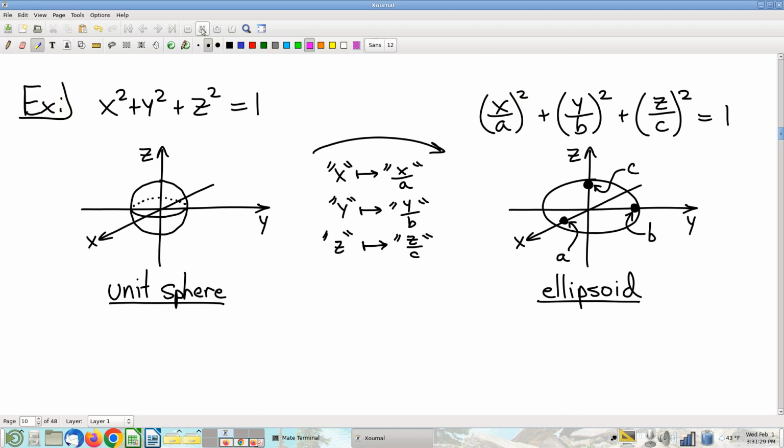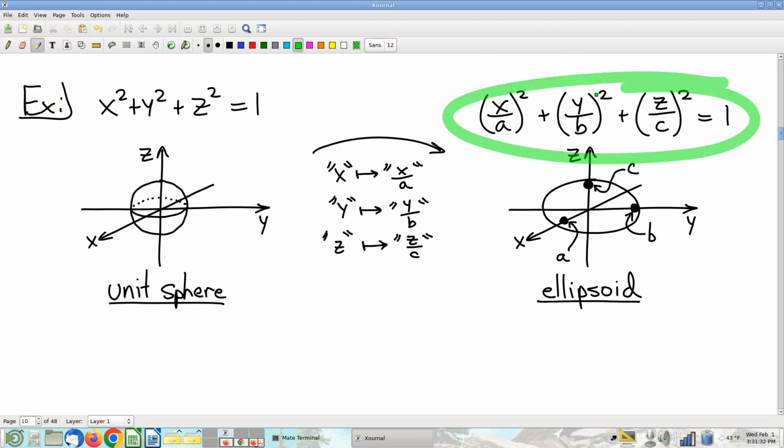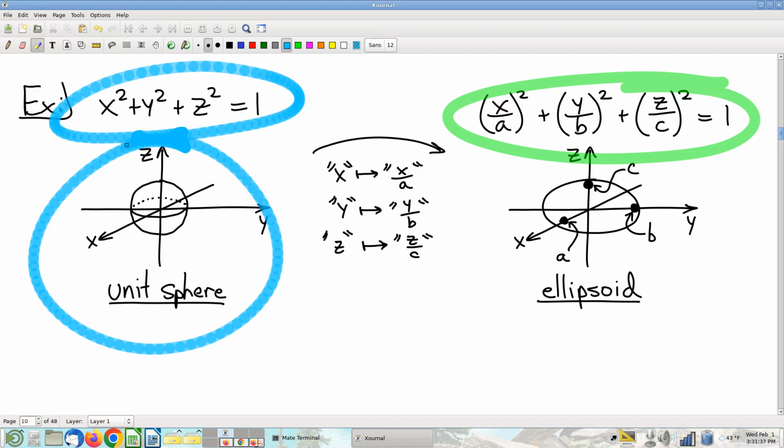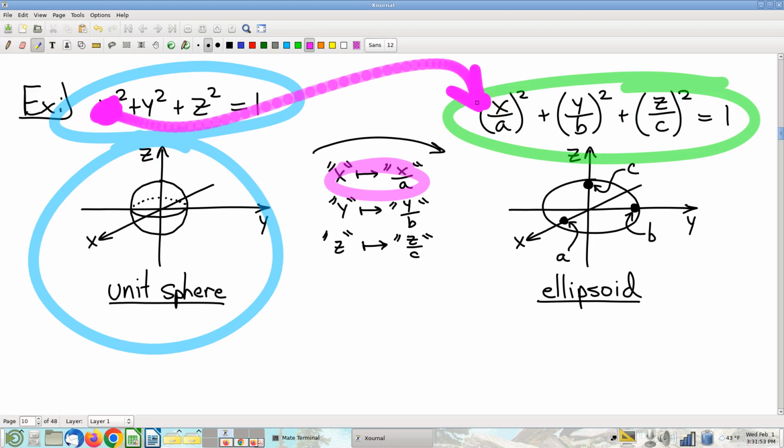If you want to know what does this equation look like, then I'm going to say, okay, well that looks a lot like this equation which describes this surface that I already understand, and I know exactly what happened. What do I have to do to the variables in this equation to turn this equation into that equation? Well, in particular, everywhere I see an x, I need to replace that with x over a, right? And likewise, everywhere I see a y, I got to replace that with y over b, and likewise, everywhere I see a z, I need to replace that with z over c. So I need to do these 3 adjustments to the equation.